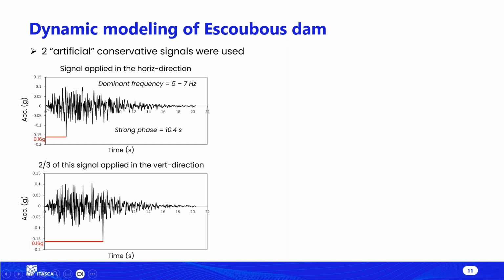Another signal that was used is shown here at the bottom. It is applied in the vertical direction, which is the Z direction in our case. This signal is originally a horizontal signal, so what we did is that we took 2/3 of it to be applied in the vertical direction. So we took a ratio of about 2/3 between the vertical PGA and the horizontal PGA.